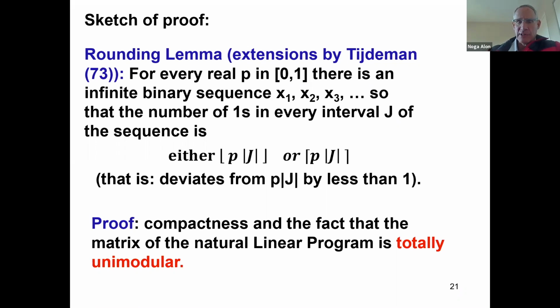So hopefully this was clear. And in fact, the same holds even if you have different p_i's for the different x_i's. So they don't have to all be equal. So it means that every real sequence we can approximate well by some integral sequence of zeros and ones.